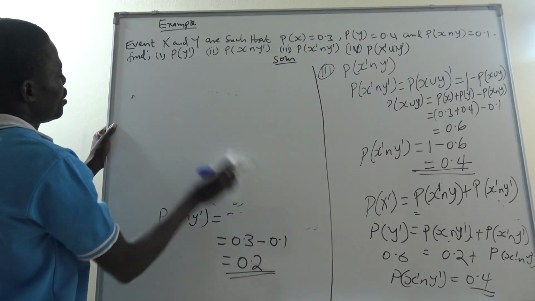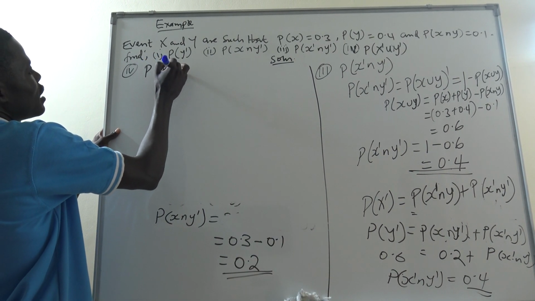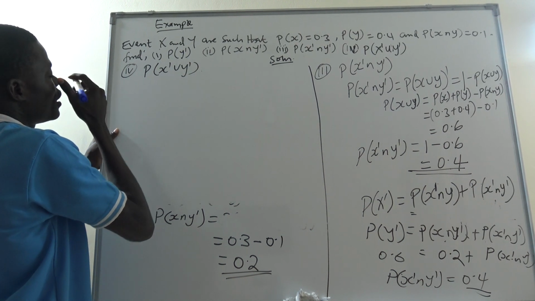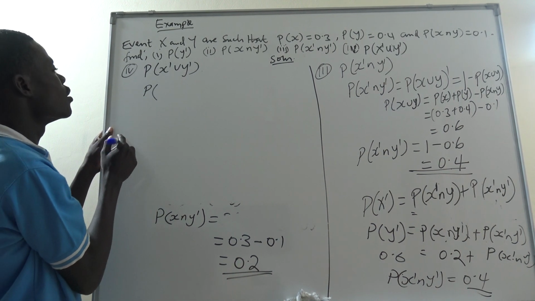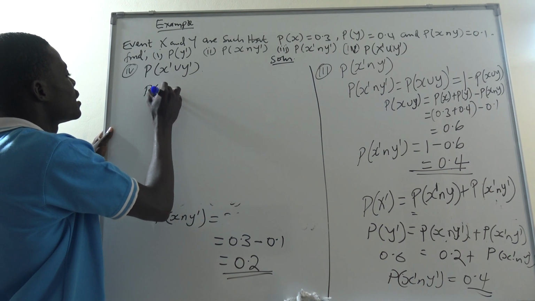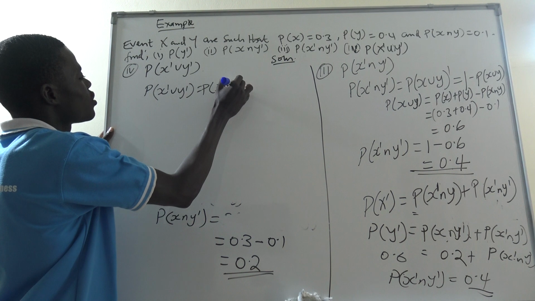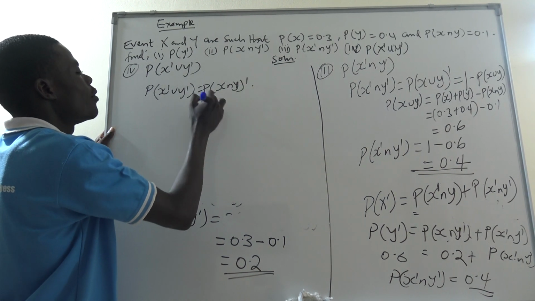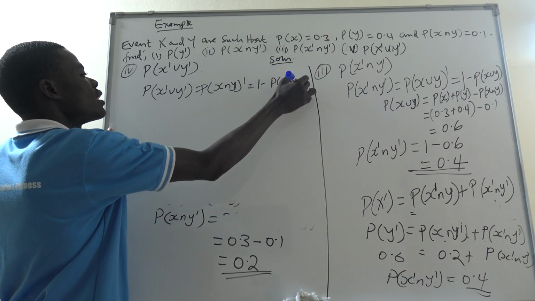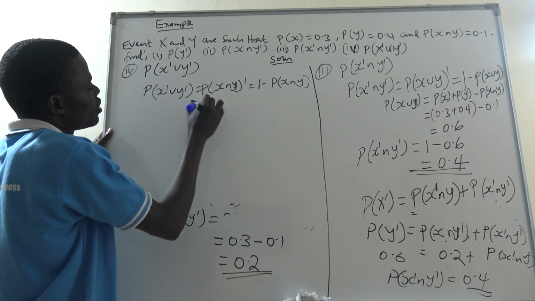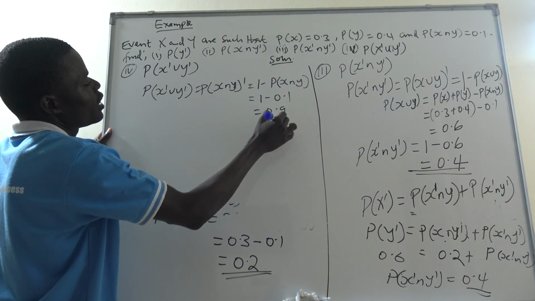So we go to the last part, which asks for the probability of X union Y complement. This is the same as the probability of X intersection Y complement, which is given by 1 minus the probability of X intersection Y. This is just 1 minus 0.1, so the answer is 0.9.